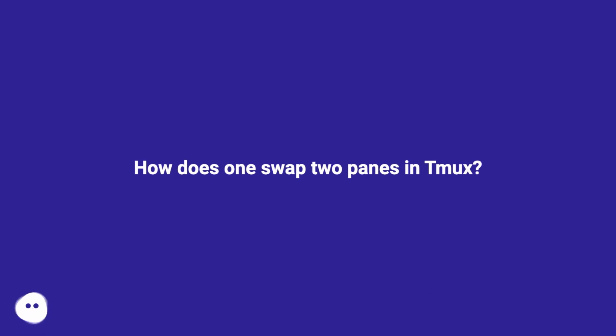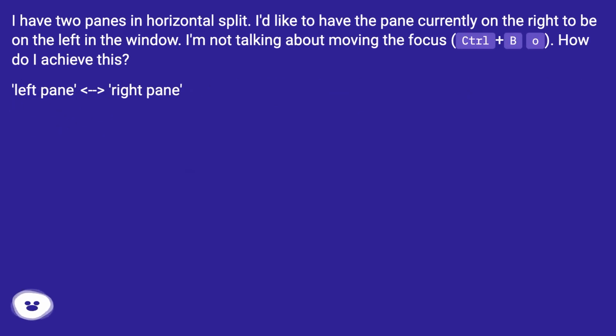How does one swap two panes in Tmux? I have two panes in horizontal split. I'd like to have the pane currently on the right to be on the left in the window. I'm not talking about moving the focus, Ctrl+B O. How do I achieve this? Left pane, dash, right pane.